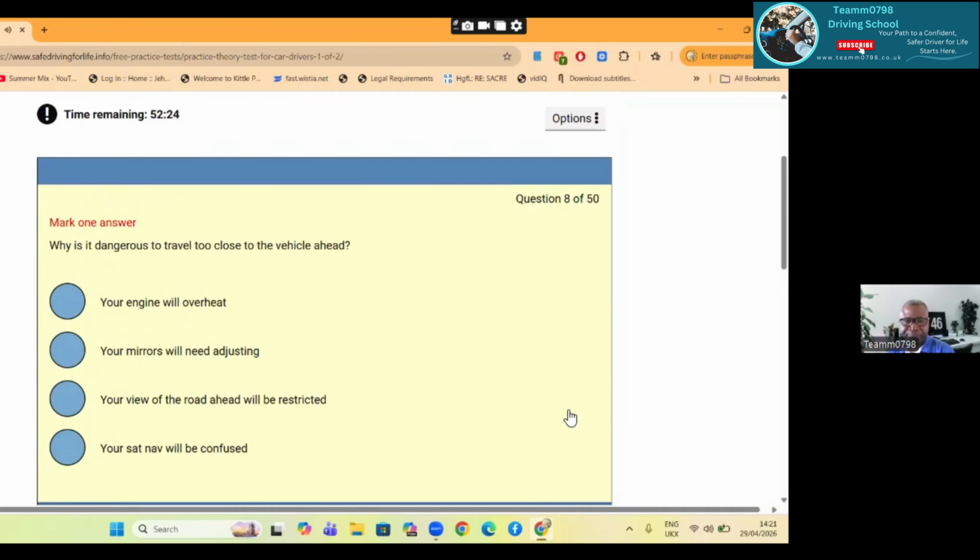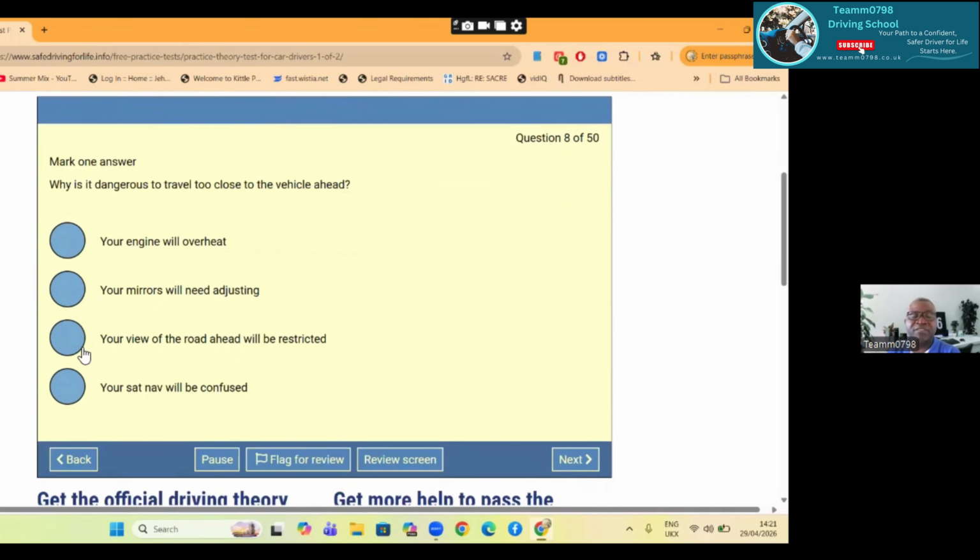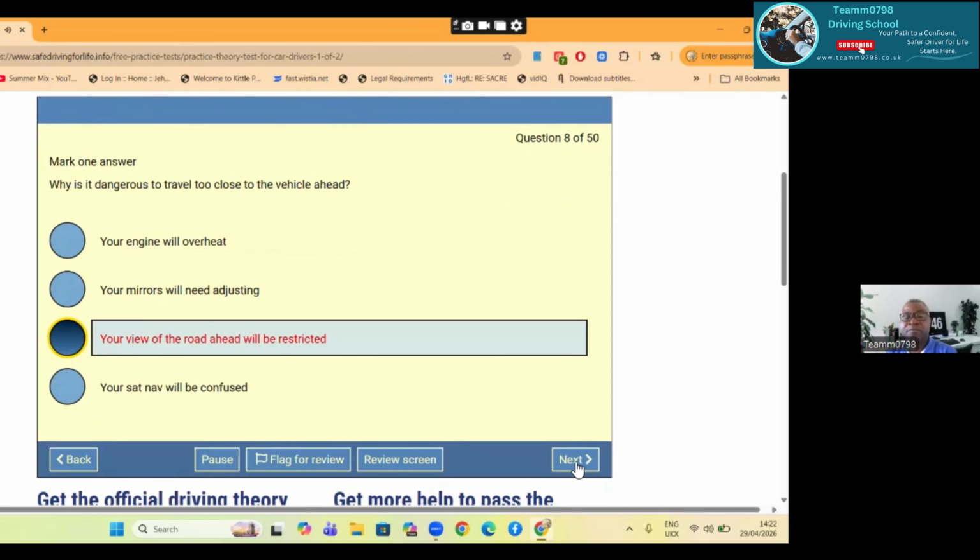Mark 1 answer. Why is it dangerous to travel too close to the vehicle ahead? Okay, so traveling too close to the vehicle ahead, your vision ahead is reduced. Some lorries and some buses will have a sticker on them saying the closer you are to them, the less likely they're able to see you in their mirrors. They become a hazard in their blind spot. So when you're driving too close to the car, your view of the road ahead will be restricted. You should always be able to see the road ahead nice and clear so that you can deal with any emergencies, okay?